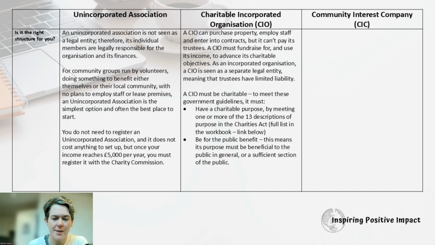As an incorporated organisation, a CIO is seen as a separate legal entity, meaning that the trustees have limited liability. A CIO must be charitable, and to meet these government guidelines, it must have a charitable purpose by meeting one or more of the 13 descriptions in the Charities Act. There's a full list of those in the workbook in the link below, and it must be for the public benefit. So this means its purpose must be beneficial to the public in general or a sufficient section of the public.